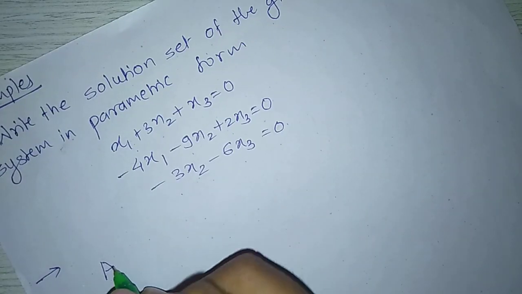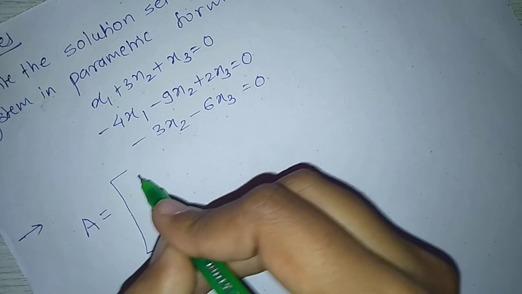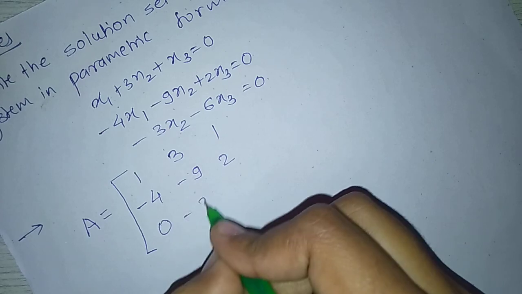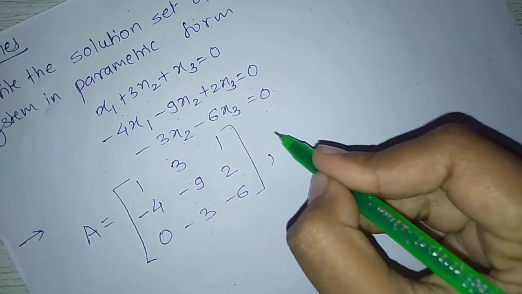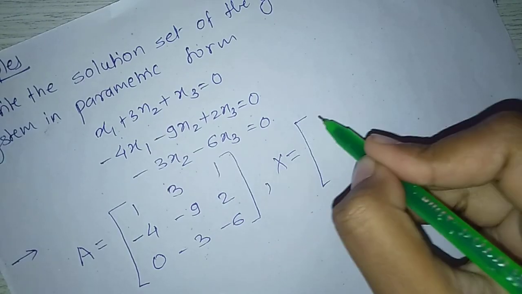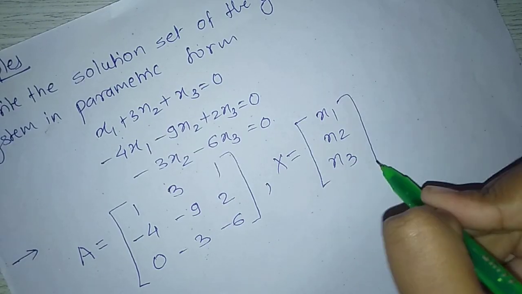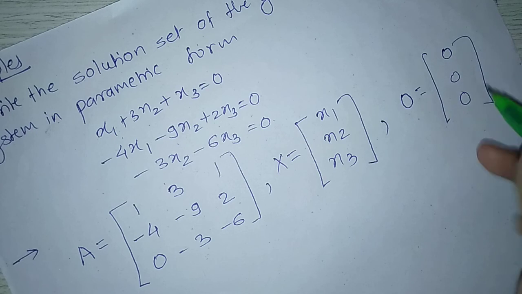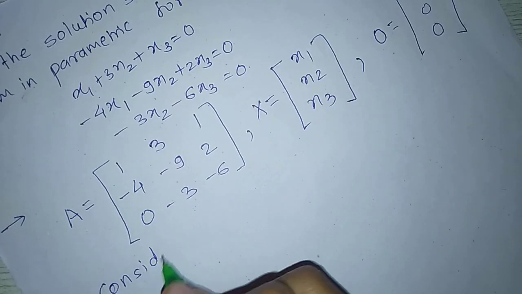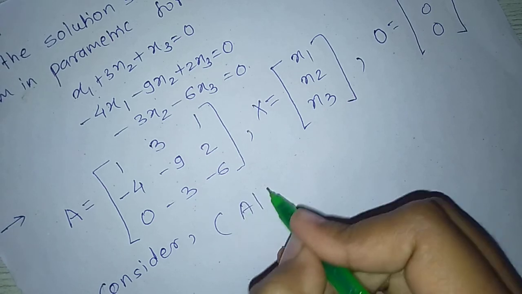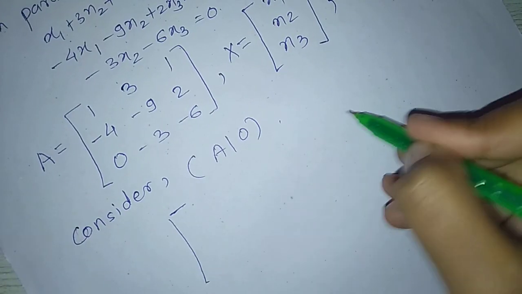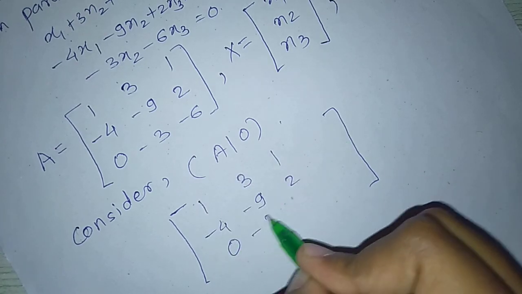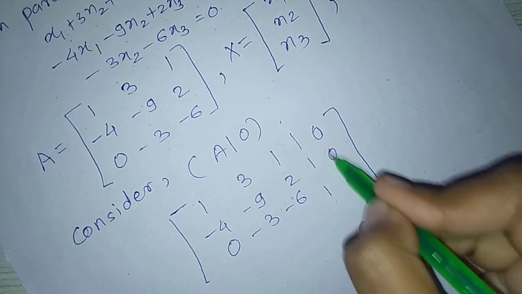First write the coefficient matrix A equal to 1, 3, 1; minus 4, minus 9, 2; third row 0, minus 3, minus 6. Next, the column vector of unknowns x1, x2, x3, and O is the zero vector 0, 0, 0. Now consider the augmented matrix A augmented with the zero vector. So the matrix becomes 1, 3, 1; minus 4, minus 9, 2; 0, minus 3, minus 6; augmented with the zero vector.